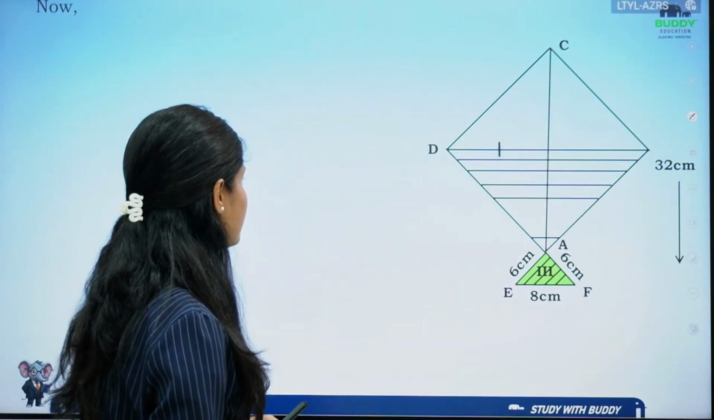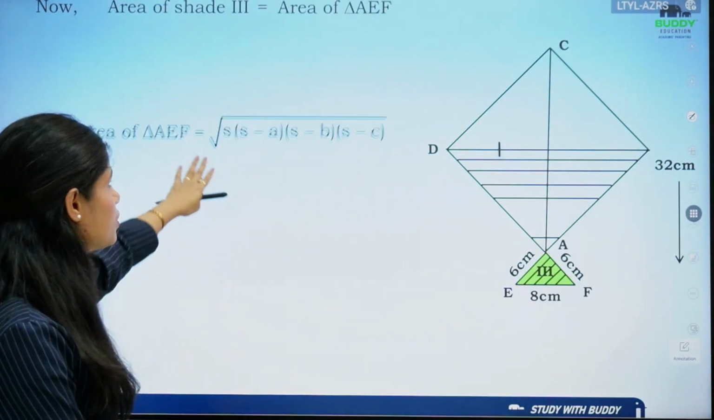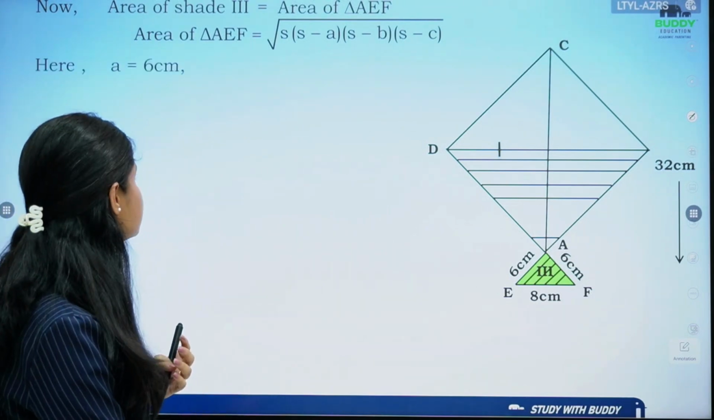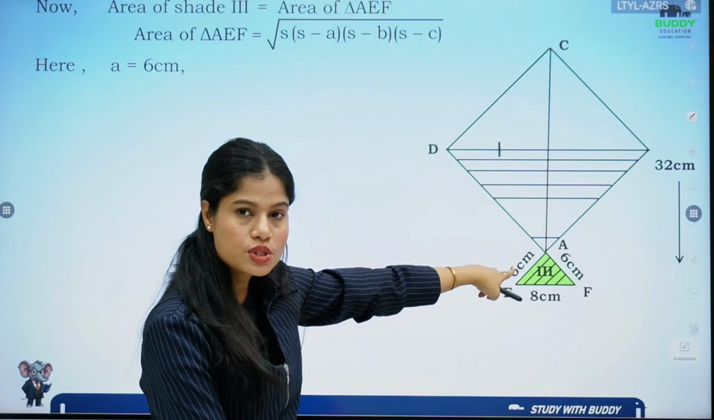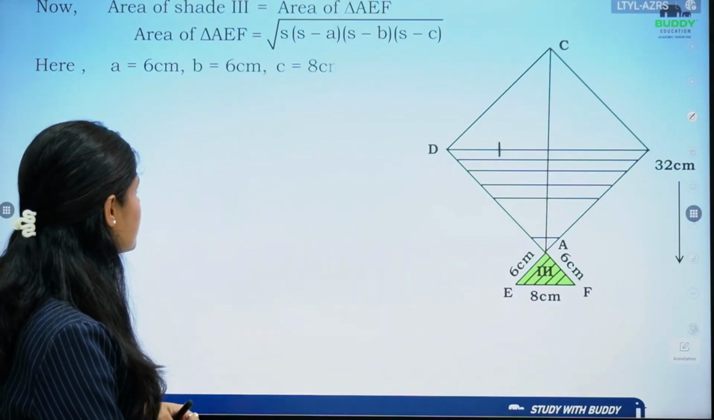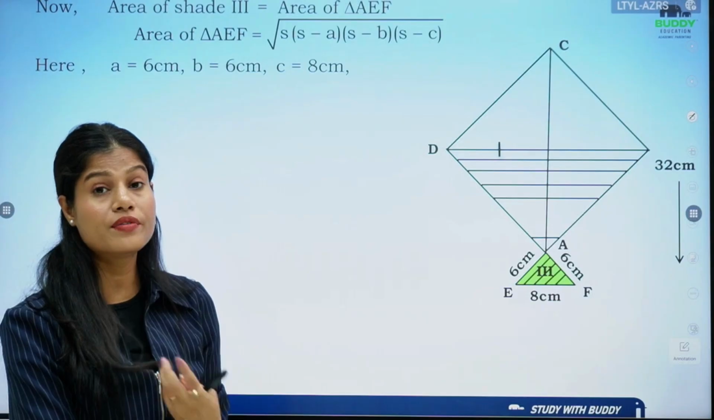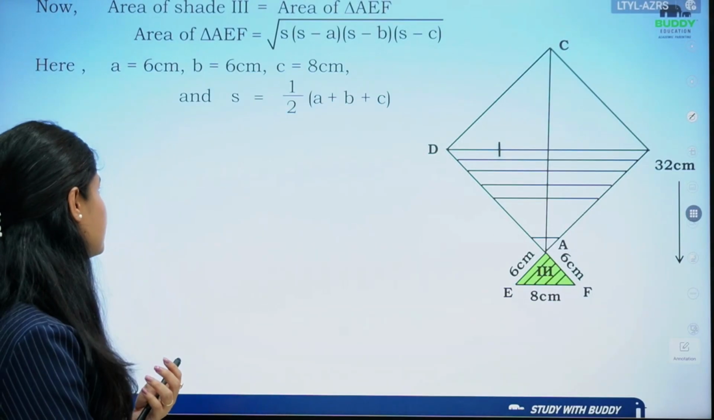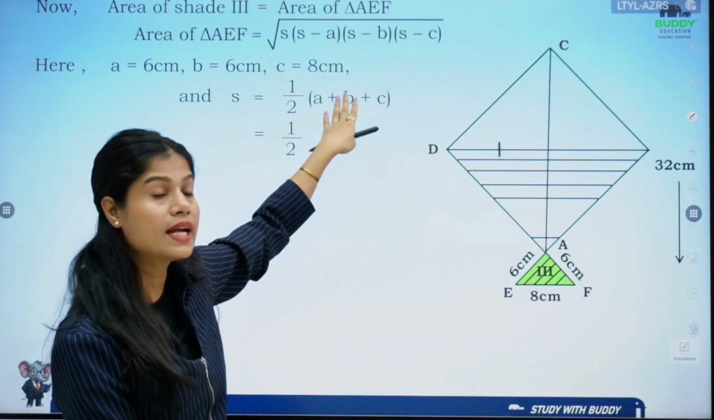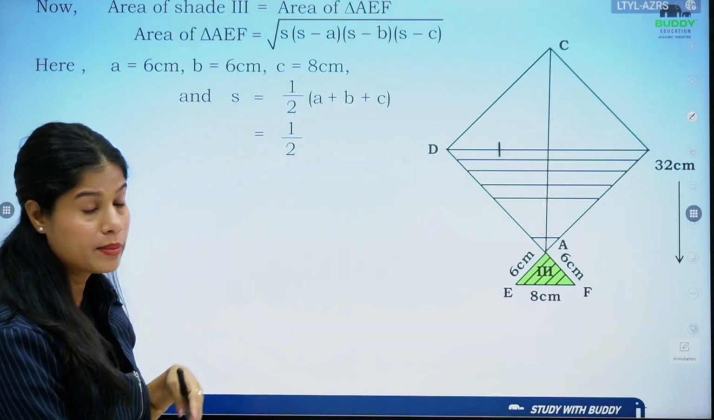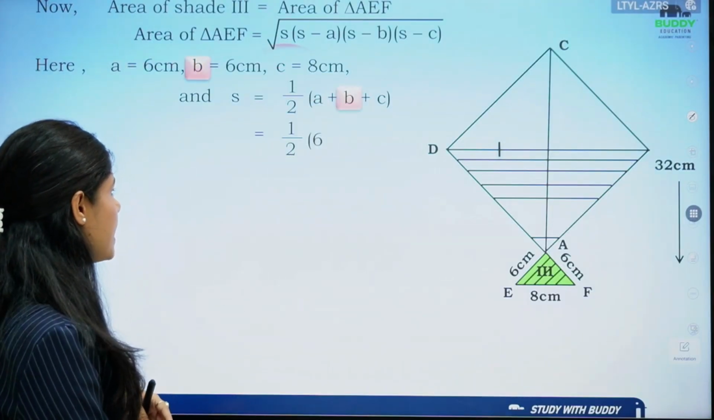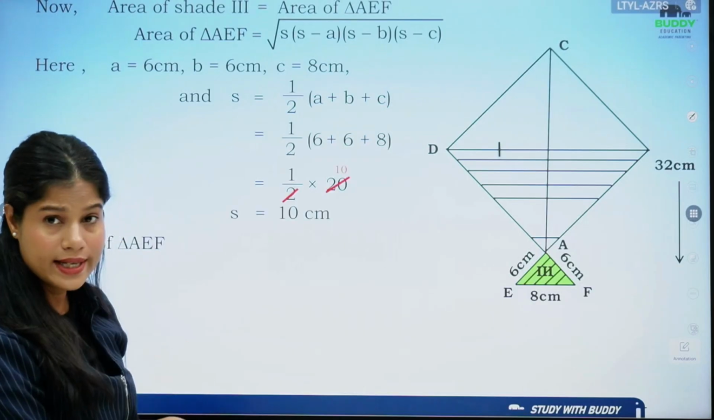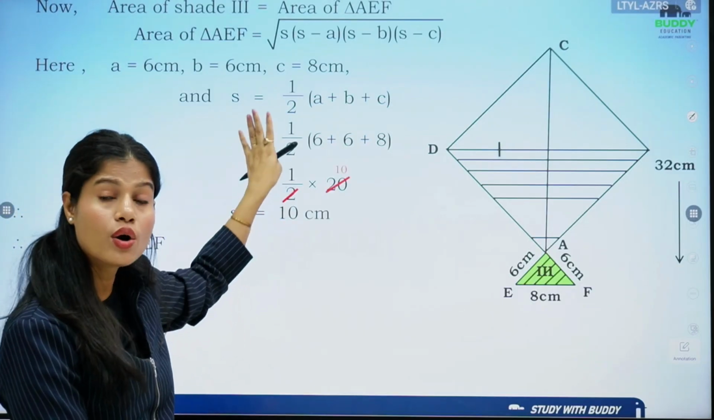Alright, so here we are going to write our formula, and then we'll figure out the values of A, B and C. Let's suppose A is this, B is this and C is this, okay. So we'll write all these things. First we have to find the value of S, which is the semi-perimeter. So the semi-perimeter will be 8 plus 6 plus 6 divided by 2. 6 and 6 is 12, 12 plus 8 is 20, and 20 divided by 2 is 10. So we got the value of S.